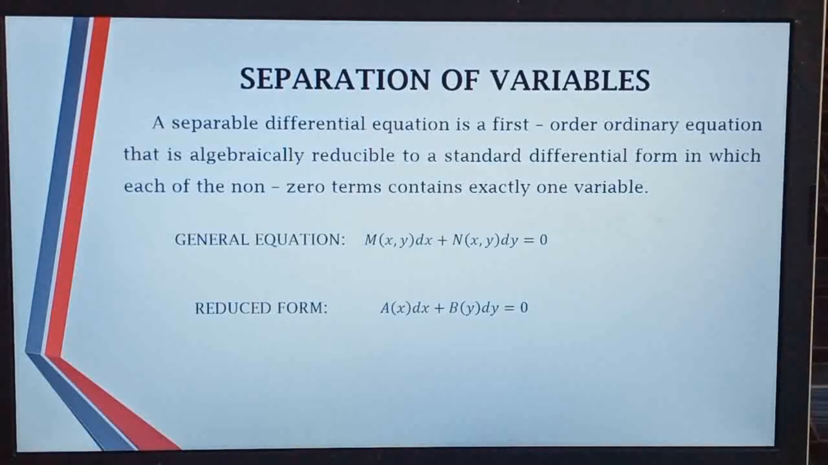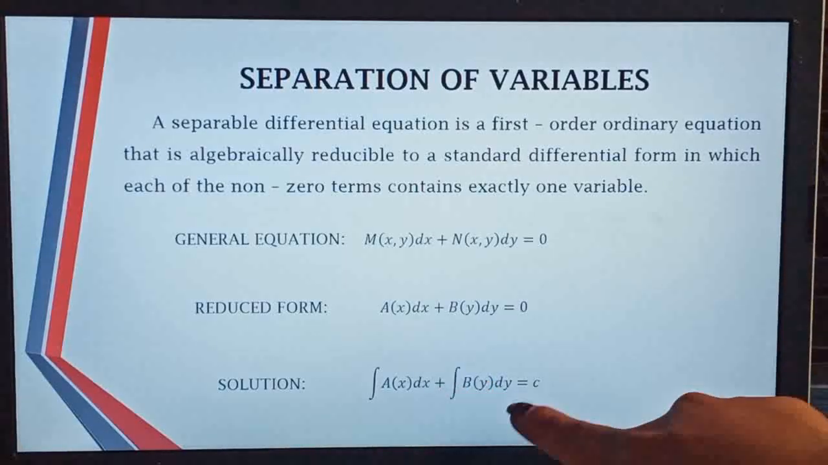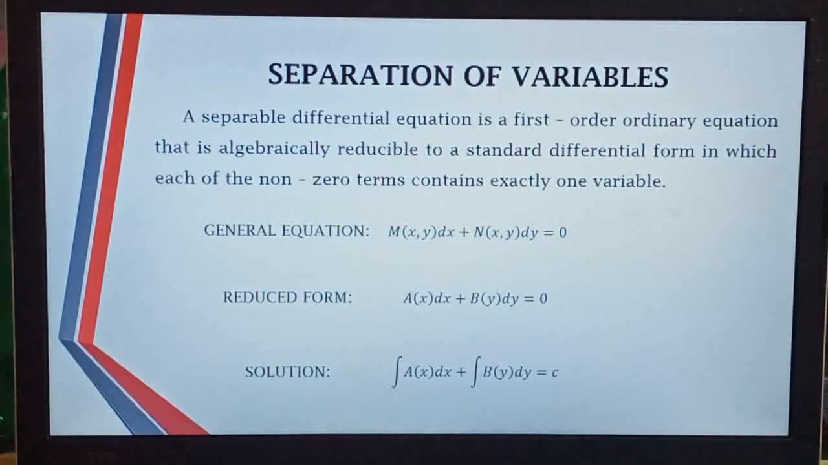So the variables x and y should be separated for you to have a solution of the integral of a of x dx plus the integral of b of y dy. Then, the integral of 0 is a constant. So before you integrate them, the only one with dx is a function of x, then the only one with dy is a function of y. That's what we call directly integrable. Okay, so to make it easier to understand, let's go to our examples.